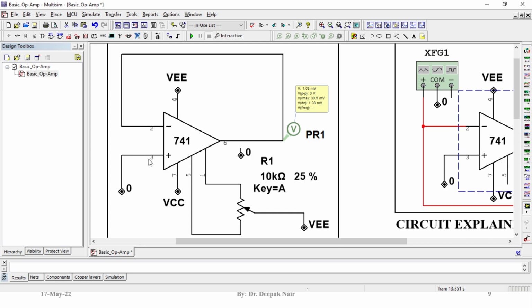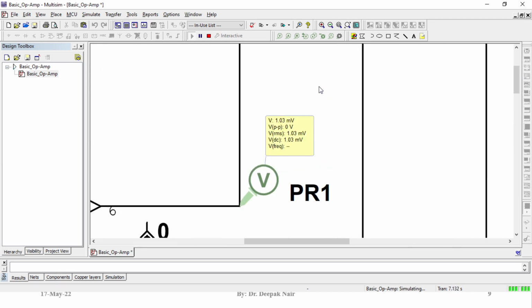By virtue of virtual ground, pin number 3's voltage and pin number 2's voltage should be equal. Or we can say pin number 2 always gets the voltage which is present at pin number 3. Pin number 3 is grounded, so pin number 2 is also grounded. So the output that we should expect at pin number 6 should be 0. But if we simulate it, we can see the output is not 0. Rather, it still has a small offset voltage of 1.03 millivolt.